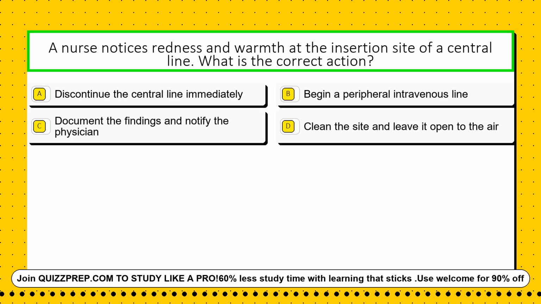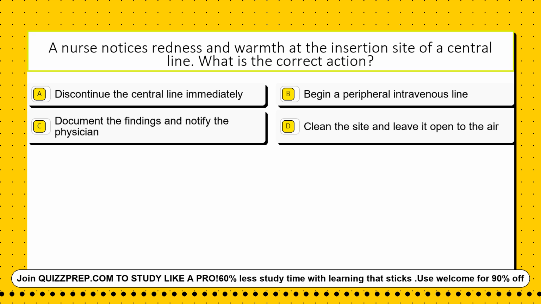Question 33. A nurse notices redness and warmth at the insertion site of a central line. What is the correct action? Option A, discontinue the central line immediately. Option B, begin a peripheral intravenous line. Option C, document the findings and notify the physician. Option D, clean the site and leave it open to the air.